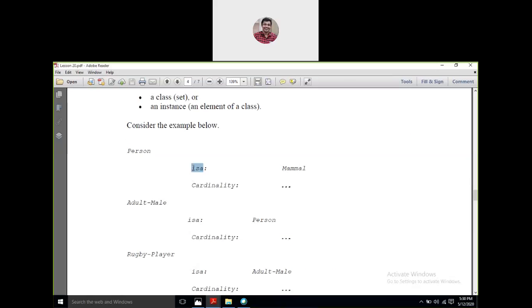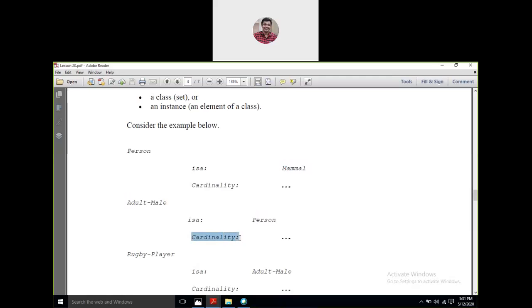A person belongs to a higher class, that means mammal, with the cardinality. That means how many persons are mammals? It has not been specified here because it is not needed, right? Now we are coming down to an adult male. Again, we are coming to this class, that means is a person. So now, an adult male is a person and a person is a mammal. I'm gradually showing you the frame structure.